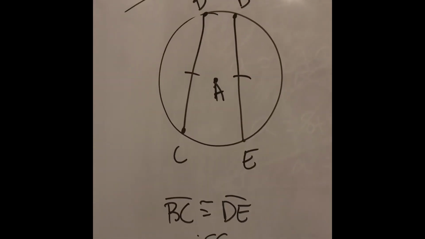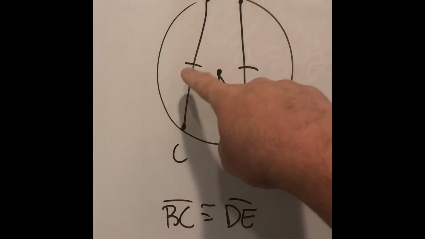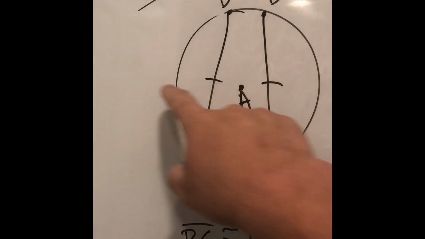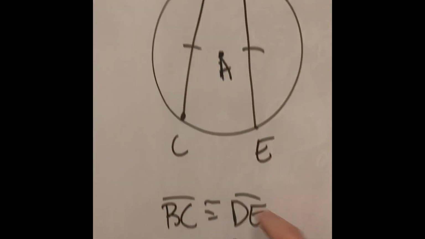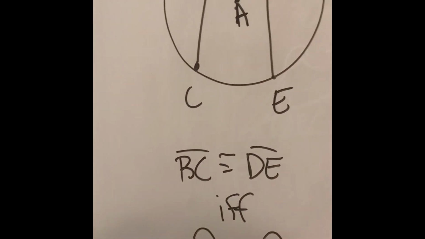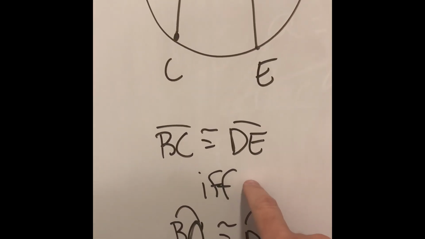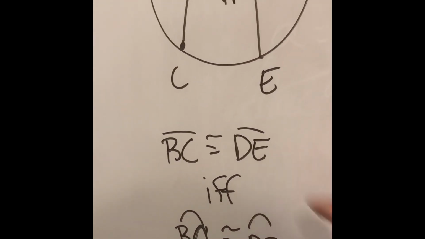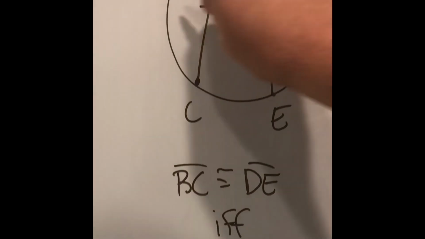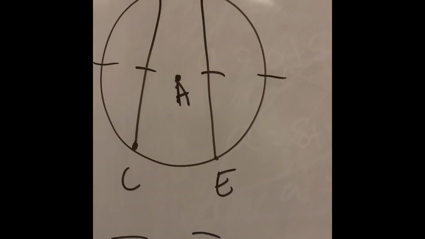This is 10.3. What 10.3 is saying is if you have 2 chords that are congruent inside of a circle, then the arcs of the same name are also going to be congruent. So if we have segment BC and segment DE congruent, that means arc BC and arc DE are also going to be congruent. Notice it's if and only if, meaning it can go the other way as well. So if the arcs are congruent, then the segments are going to be congruent as well.